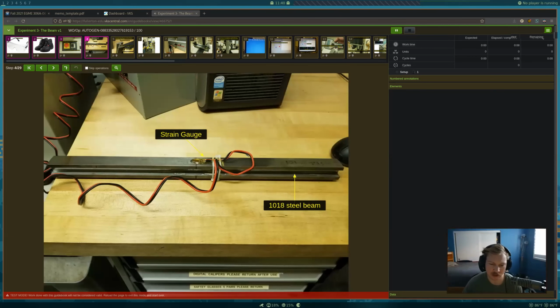So this is the beam that we have. It's an I-beam using 1018 steel. And also on here, on the bottom surface, we have a strain gauge. And that's being used to, of course, measure the strain. But later on, we're going to use that strain value to calculate the bending stress that's occurring on this surface here.